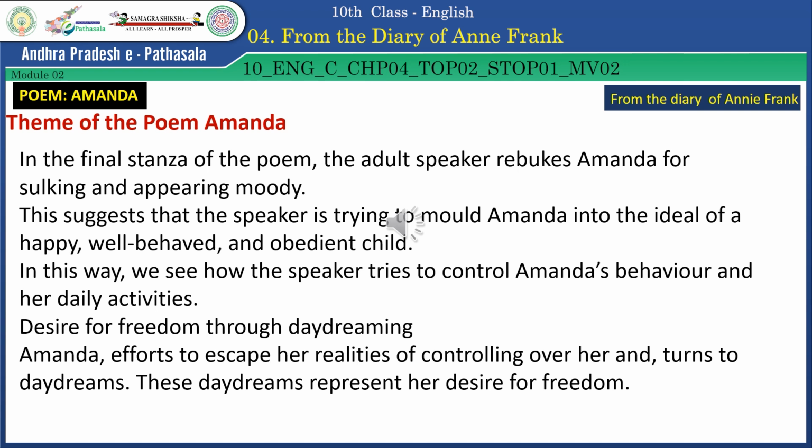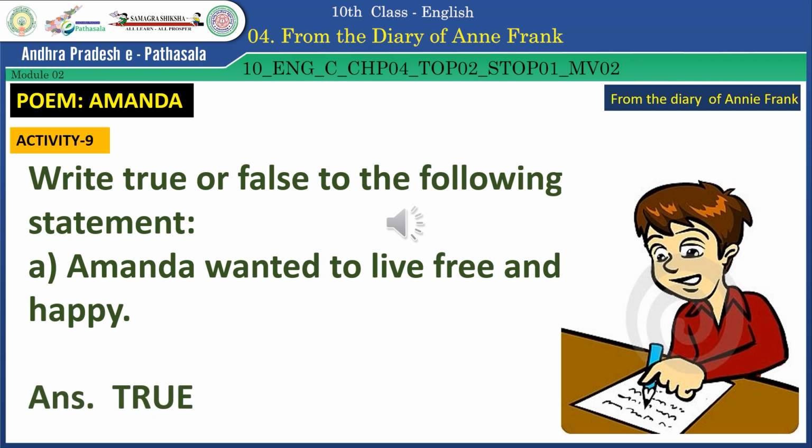Now, children, get ready to do an activity. Children, here is your activity. Write true or false to the following statement. Amanda wanted to live free and happy. Very good. Your answer is right. Answer is true. Children, let's see the literary elements of the poem. Okay?